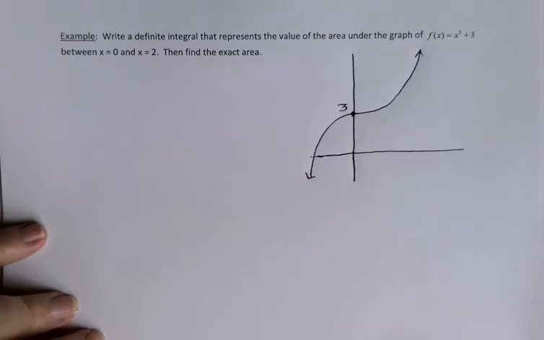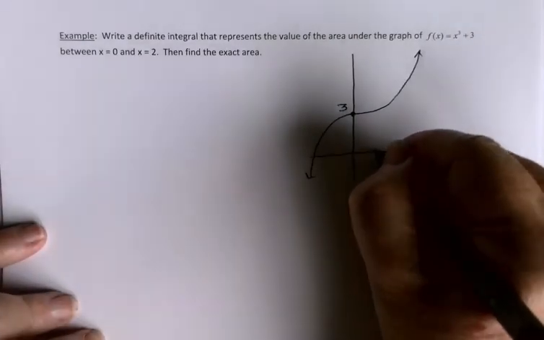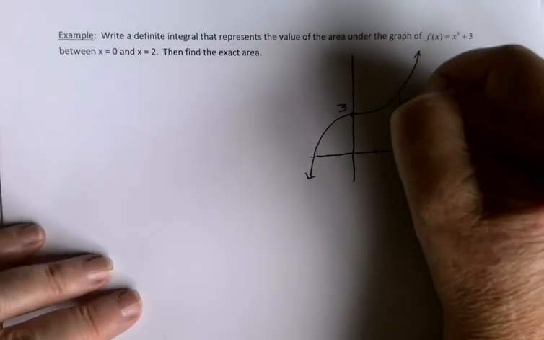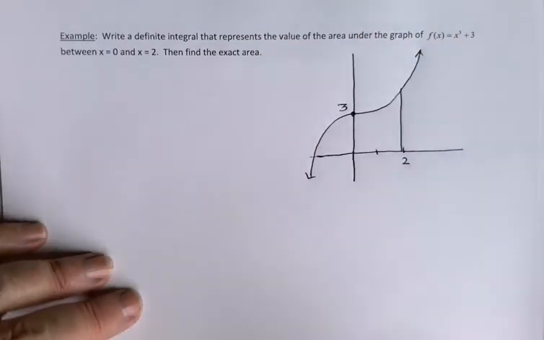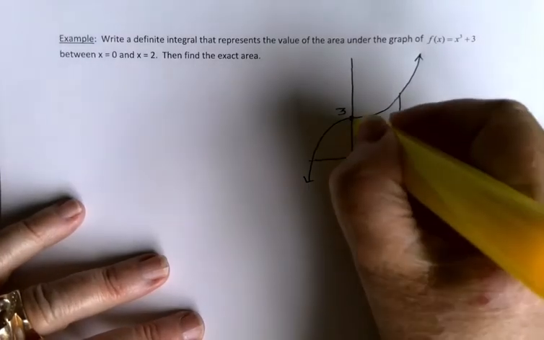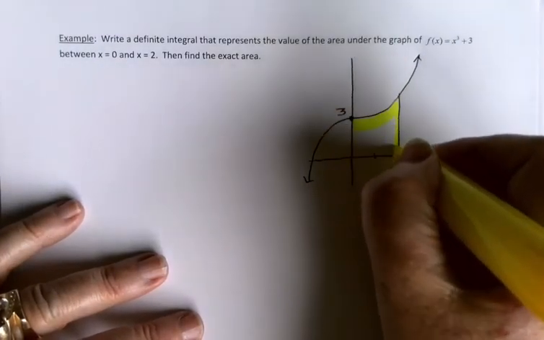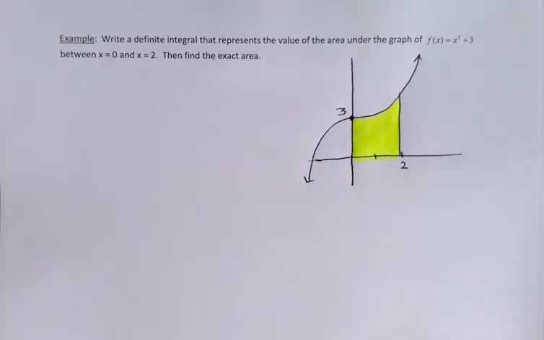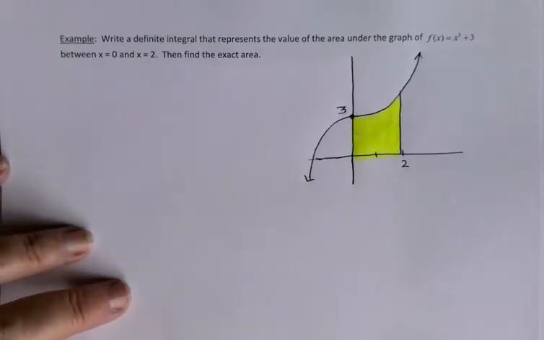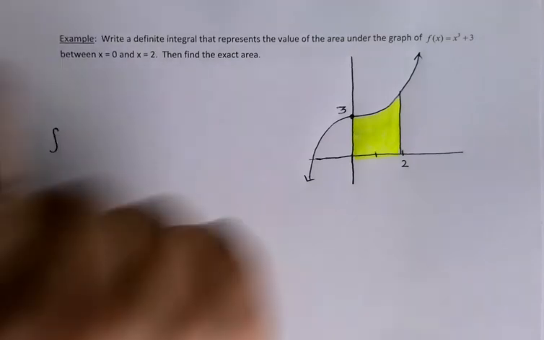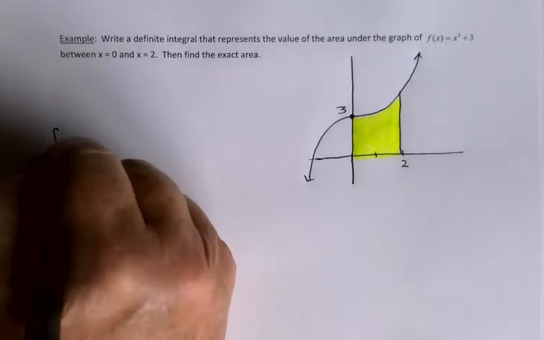So it kind of looks like that. And we're going from x equals 0 to x equals 2. So we'd be looking for an area like this. All right. To write the definite integral, I'm going from 0 to 2.